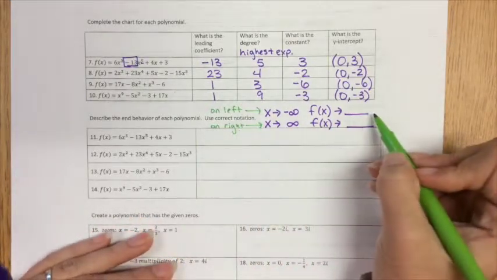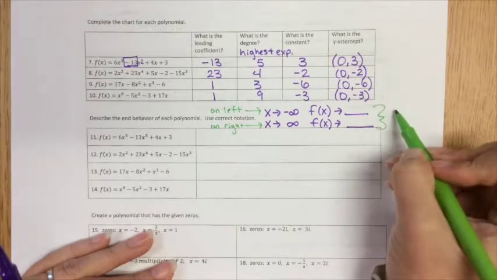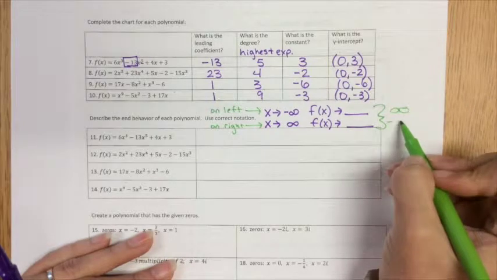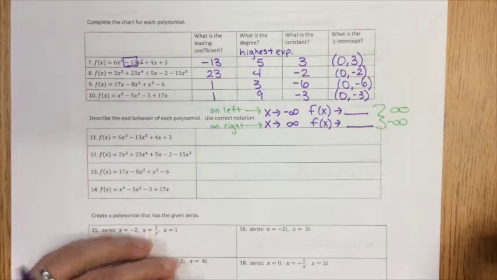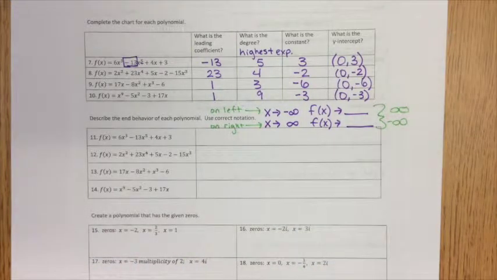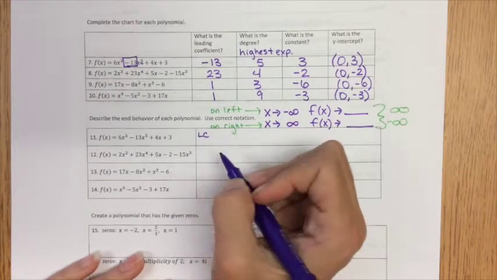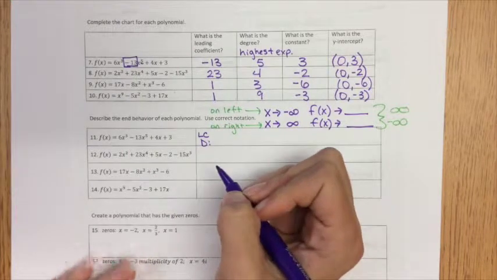We are going to plug in here either positive or negative infinity, depending on if our graph is going up or down. Okay, so here we go. In order to do end behavior, we look at our leading coefficient and our degree. So our leading coefficient, is it positive or is it negative? Our degree, is it odd or is it even?